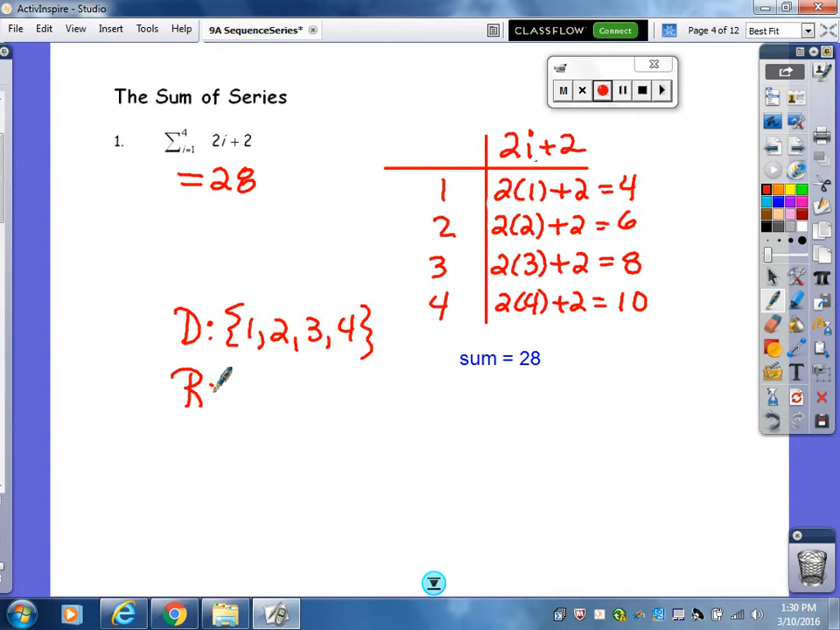And my range is 4, 6, 8, and 10. Okay, so that's one thing on your practice today, the summation notation. All right, now we're going to move into the next topic.